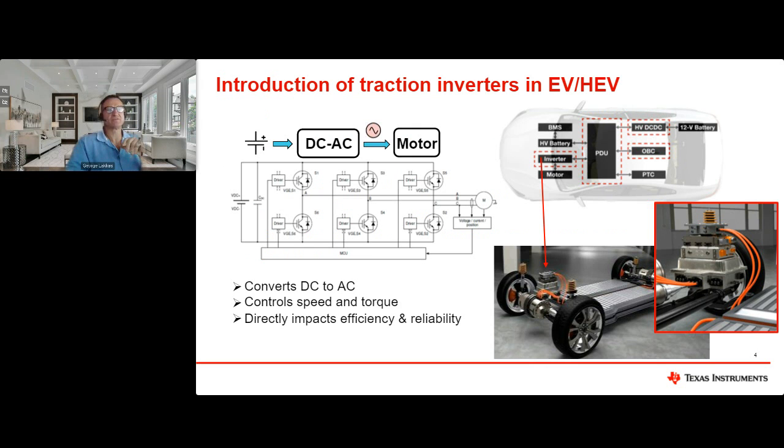So what is a traction inverter? Essentially, a traction inverter is a subsystem in the electric vehicle powertrain that takes the high voltage from the battery and converts it to an AC voltage. That's the term inverter, and essentially powers the motor. It controls the motor speed and torque, and it directly impacts efficiency and reliability.